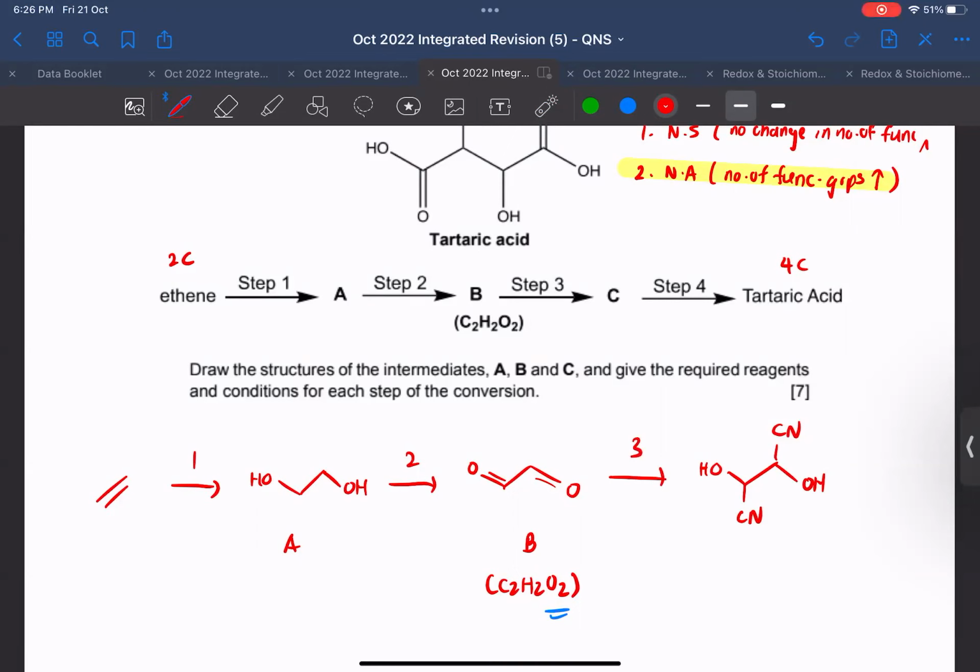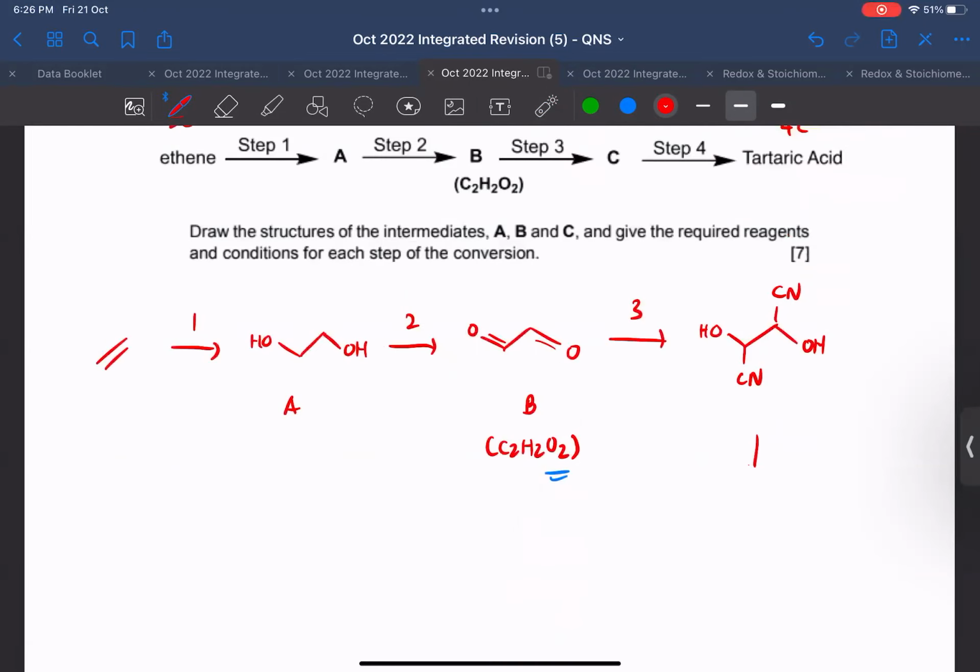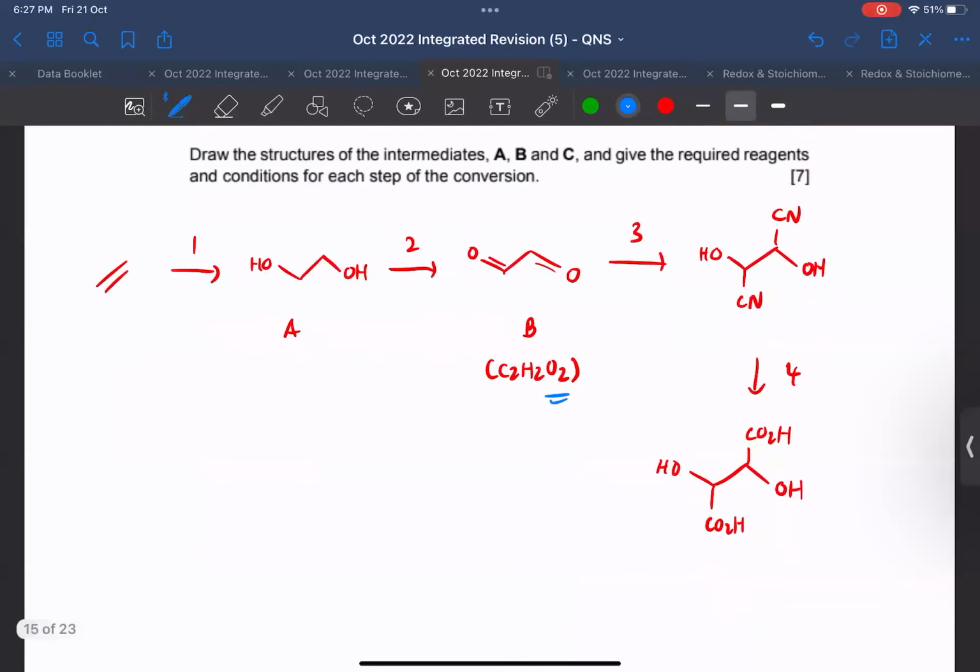Is the nucleophilic addition. And finally, how do you get the 4th step? We're trying to turn this into a carboxylic acid, which is your tartaric acid. As you can see here, we can just turn the nitrile into your carboxylic acid in the 4th step. So let's look at the reagents and conditions.